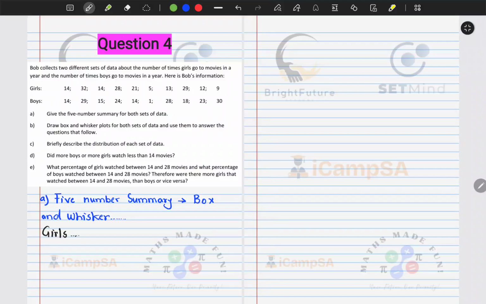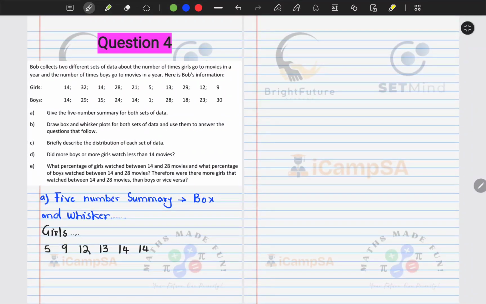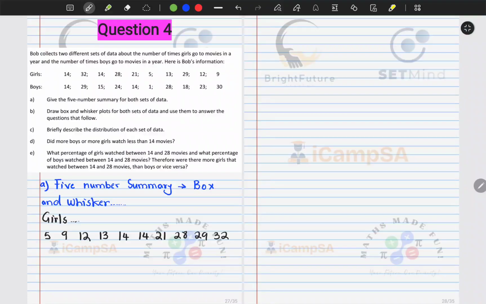Okay, so we'll start with the 5, if you observe carefully. Then we follow with a 9. And then we follow with a 12. Then there's a 13. And then there's 14. And then if you observe carefully, there's another 14, then a 21, 28, 29, and 32. Okay, so we said we are going to focus on girls first.